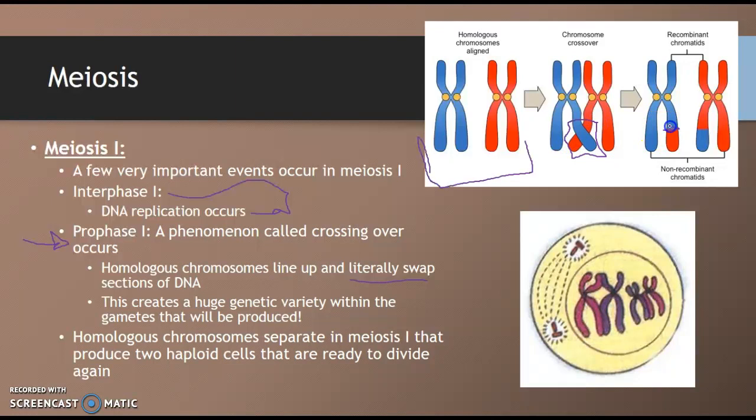So let's say here, this was our eye color gene, okay? And let's say this one coded for blue and this one codes for brown. Well, now they've literally swapped from one chromatid to another. And the whole reason for this is because it creates a huge genetic diversity within your 4 gametes that you're going to create. You have 4 different chromatids here, where you would have only had 2.